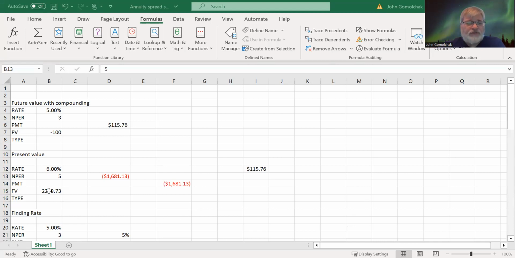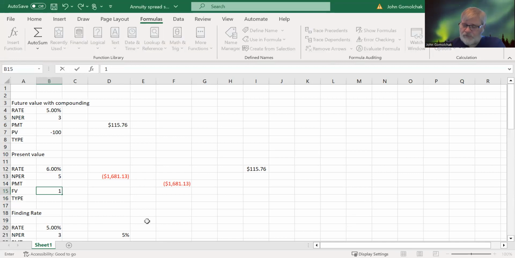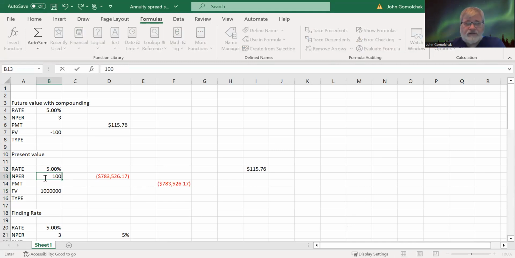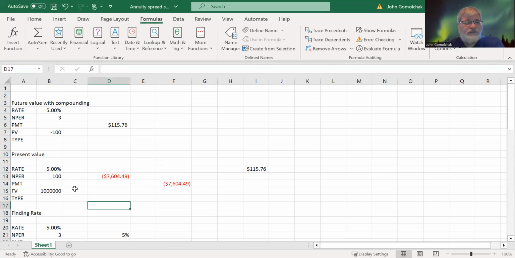So future value is going to be 1, 1, 2, 3, 1, 2, 3. That's our $1 million. Discount rate is 5%. And our number of periods is 100. So if you were to take $7,604.49, invested at 5% for 100 years, you would get that $1 million.